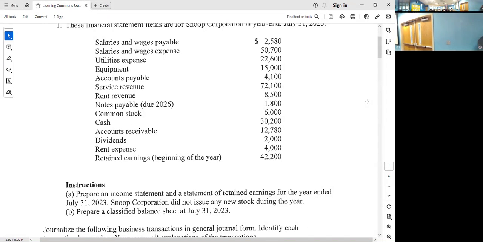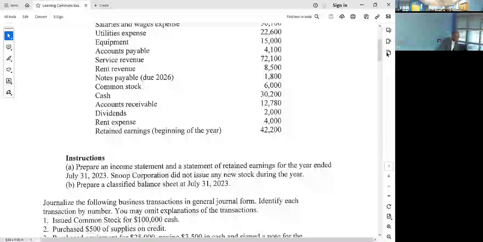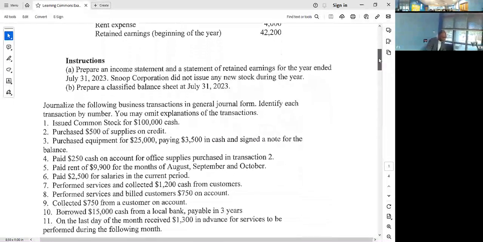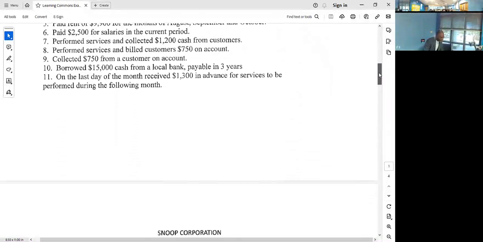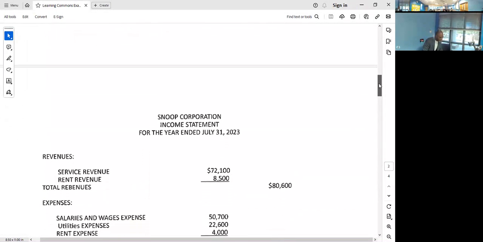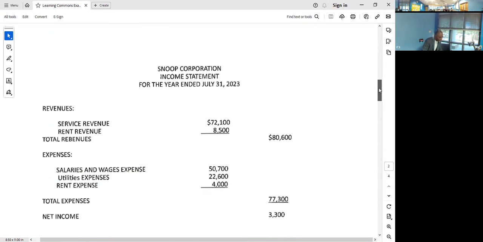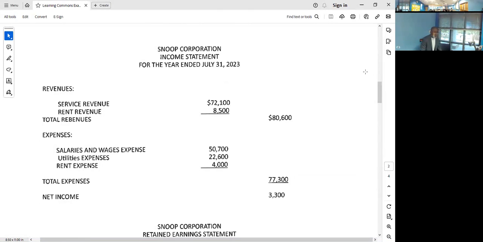We'll move it up. Let's see what it looks like. We're gonna do those journal entries later. That's what it should look like. We got revenues, and of course we label it with the corporation we're working with: Income Statement, for the year ended.